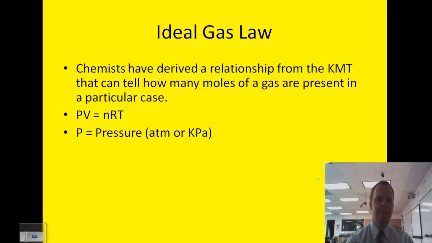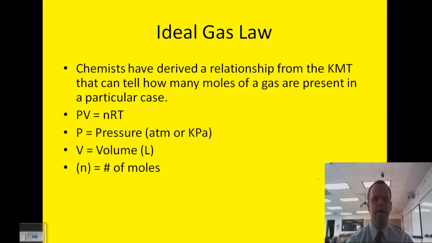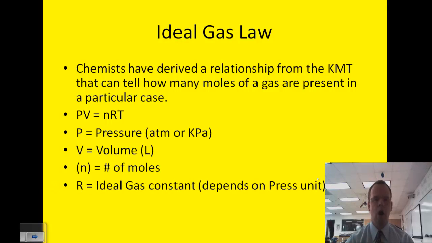Pressure is P, capital P. For the ideal gas law, it must be in either atmospheres or kilopascals. Volume, V, is always going to be in liters for the ideal gas law. N is number of moles. R is an ideal gas constant.